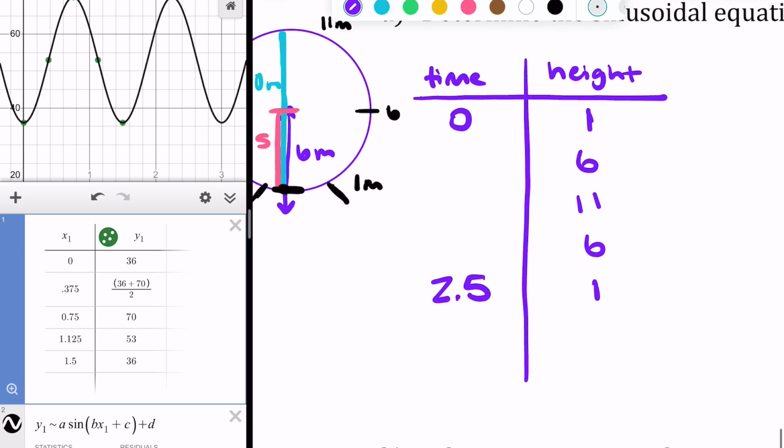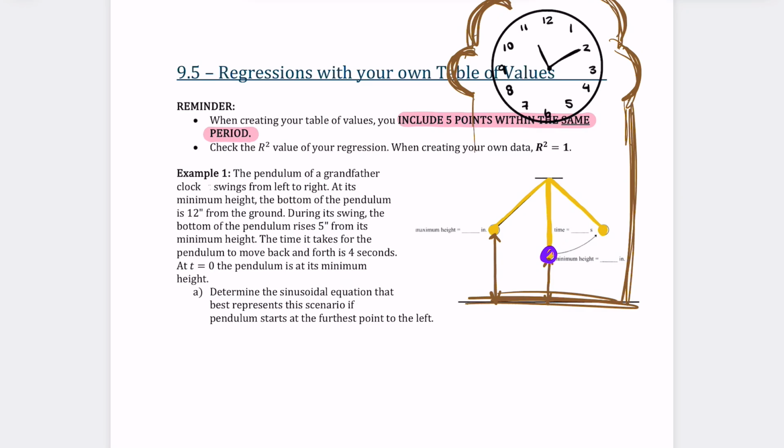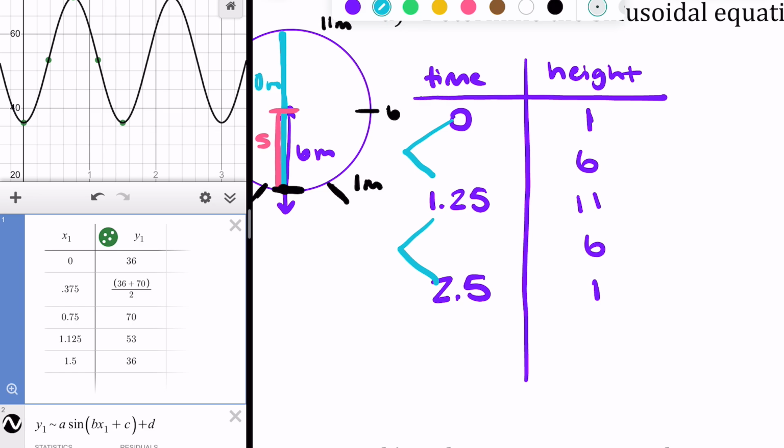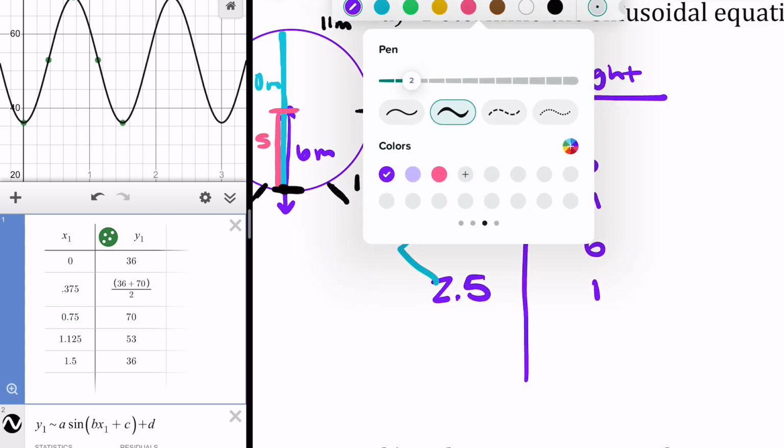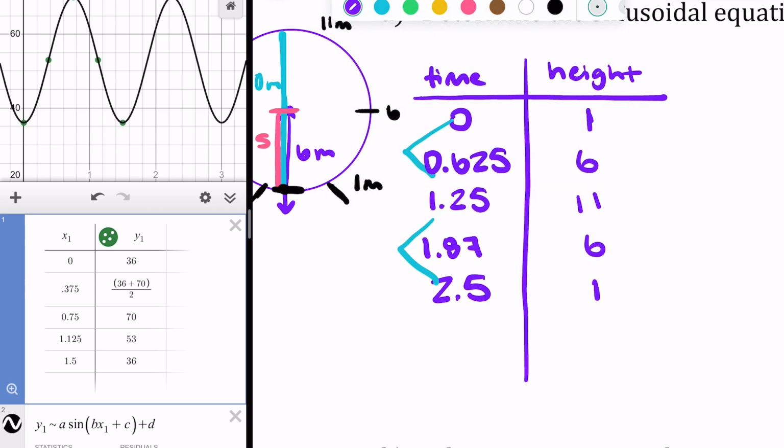Okay, so the first time I'm trying to find is I'm going to try to find the exact middle because that's the easiest average to do. I'm adding 0 and 2.5 and I'm dividing by 2 to get 1.25. And I'm essentially just continuing to average those two numbers to find that middle value over and over again. So to find this middle value, I'm adding those 2 times, 0 and 1.25, dividing by 2, and I get 0.625. And I'm doing the same thing between 1.25 and 2.5, adding them together, dividing by 2, and I get 1.875.